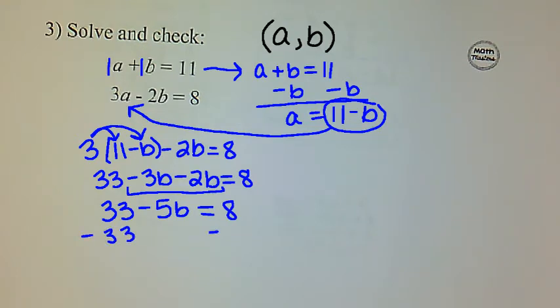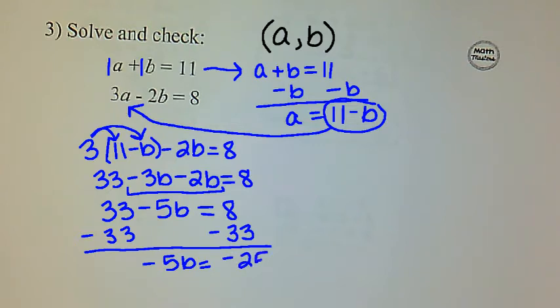Subtract my 33 over. Negative 5b equals negative 25. So b equals positive 5. All right, and then remember, after we do that, we have to substitute that back in. So I'm going to substitute b equals 5.